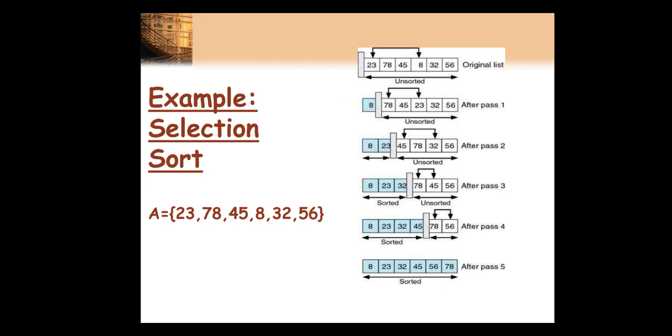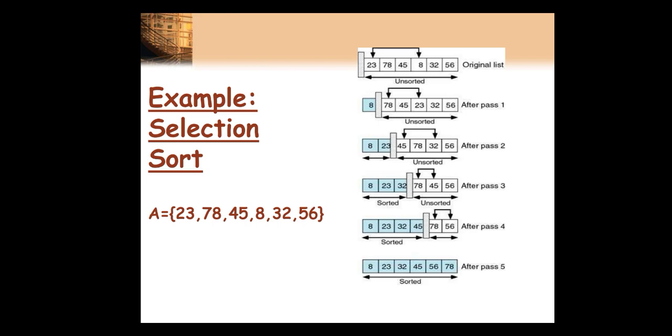In the second pass, now we are comparing the second element, that is 78, with the remaining elements, and trying to find whether there is any element which is smaller than 78. So after the 78, from 45 to 56, we are trying to compare whether there are any smaller elements remaining which are smaller than 78. We find that there is a 23 which is smaller than 78.